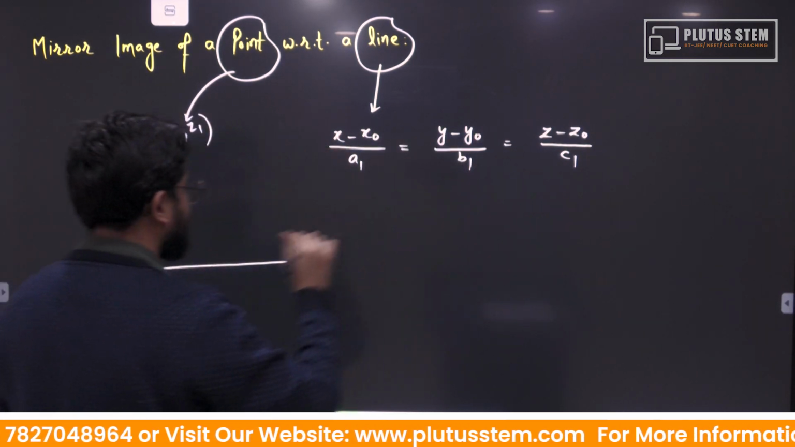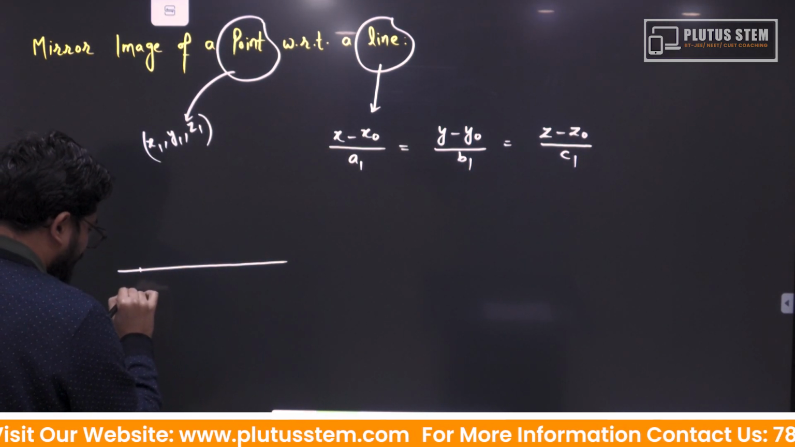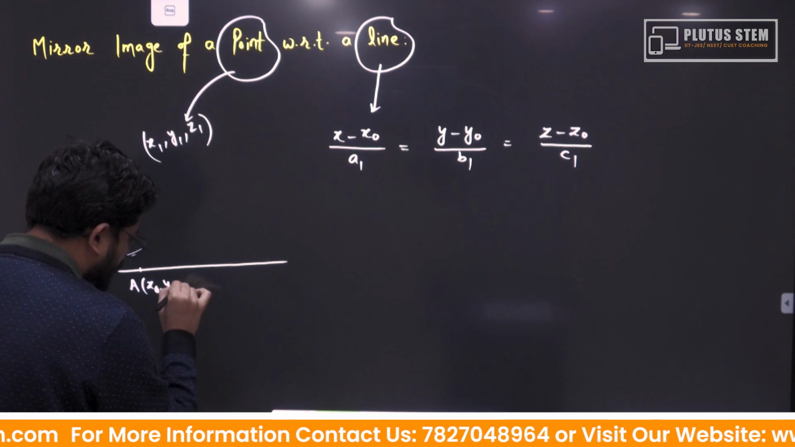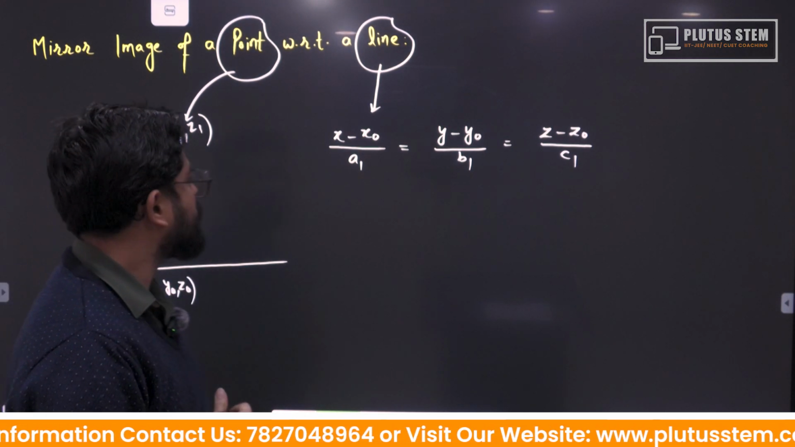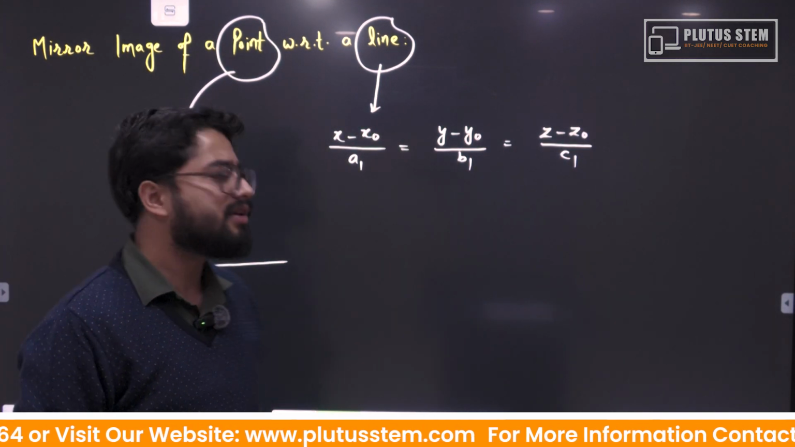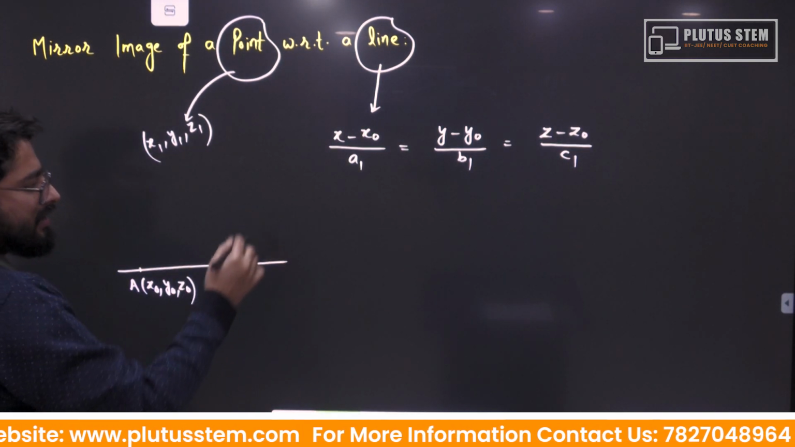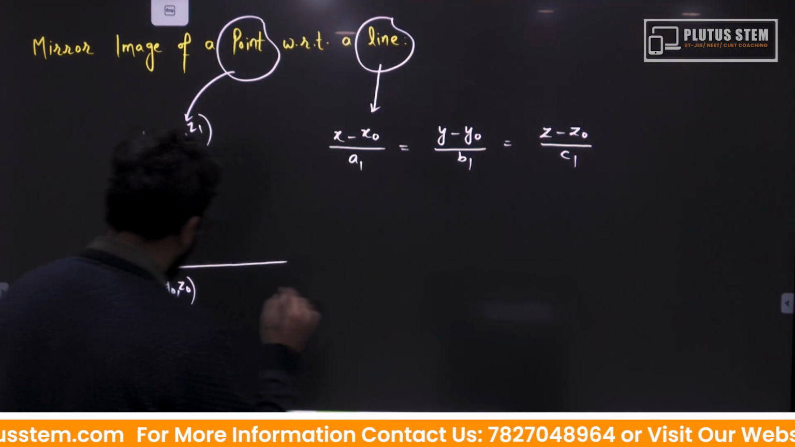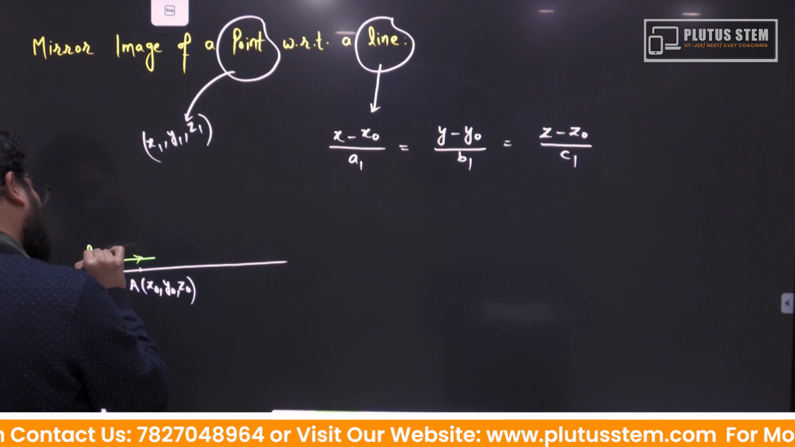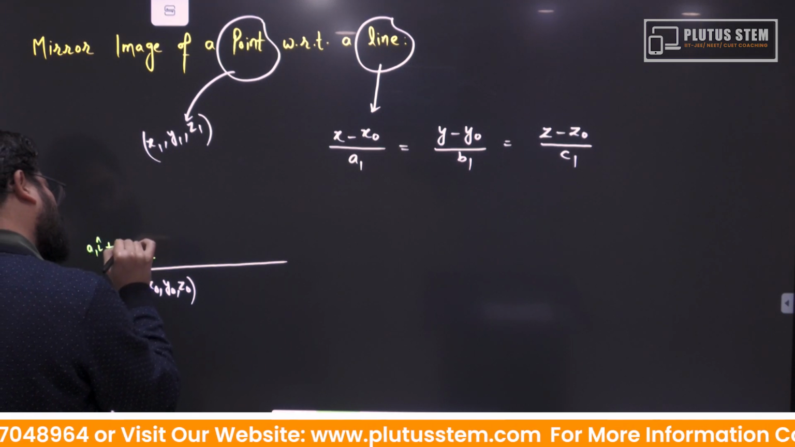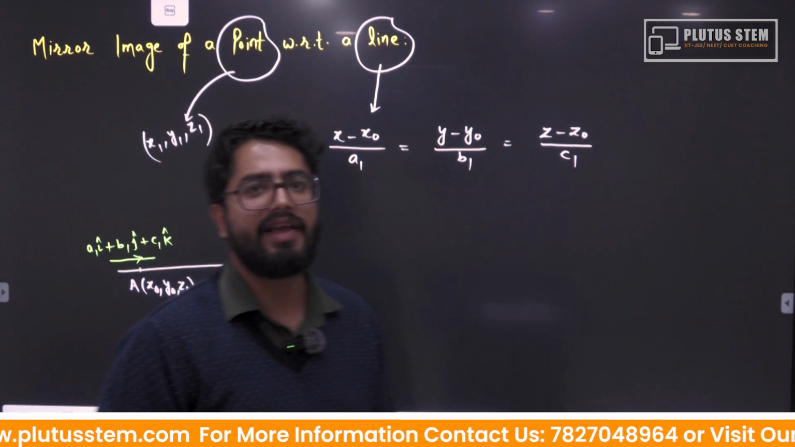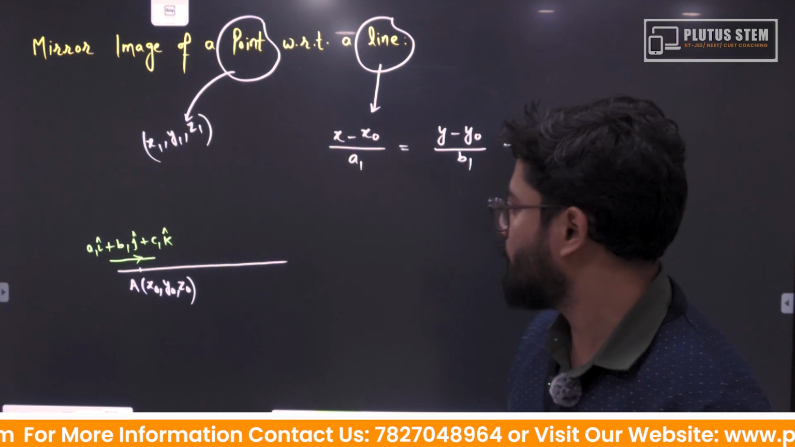This line passes through a point A, which is x naught, y naught, z naught. And this line is parallel to the vector a1 i cap plus b1 j cap plus c1 k cap.